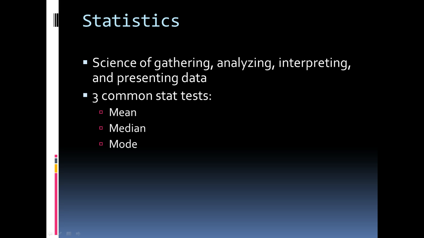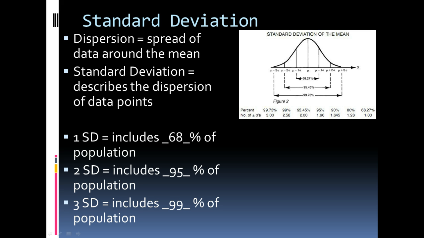All right, statistics is the science of gathering, analyzing, interpreting, and presenting data. Three common statistical tests are the mean, which is the average, the median, which is the middle, and the mode, which occurs most often. First, we're going to look at standard deviation. I am not going to go over all of the calculation for standard deviation. I will add that in my lab math video within the course if you want review, but we're just going to go over what it means.